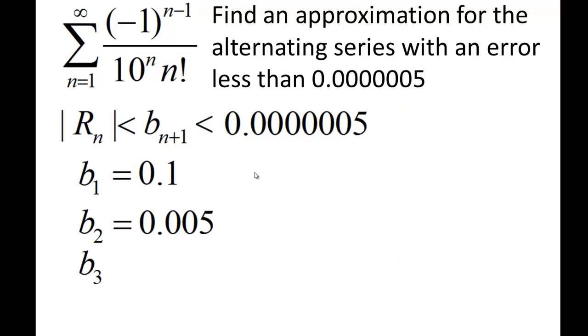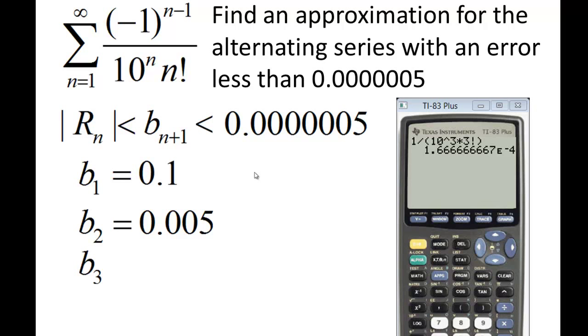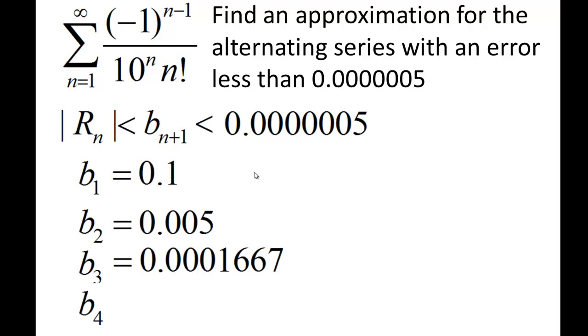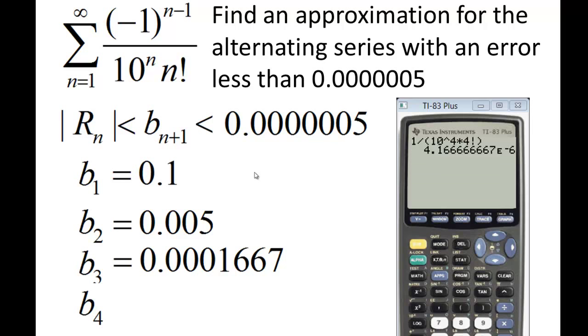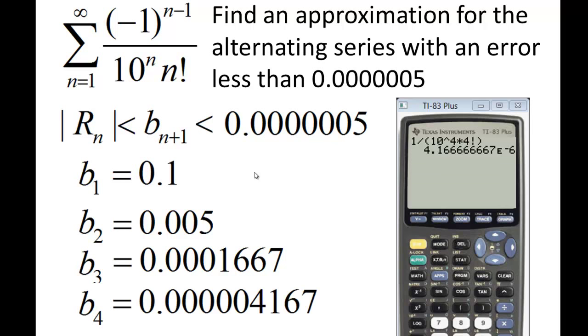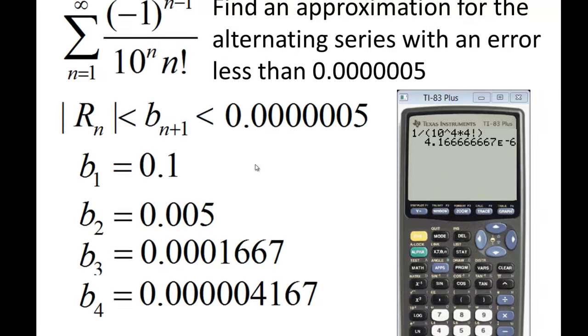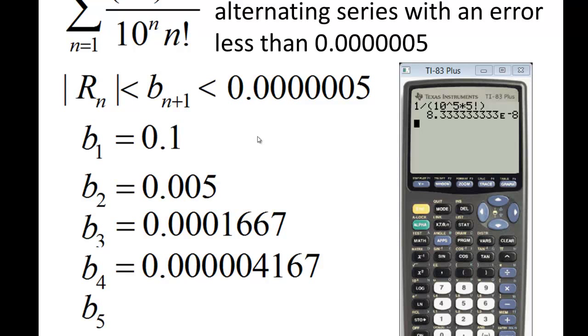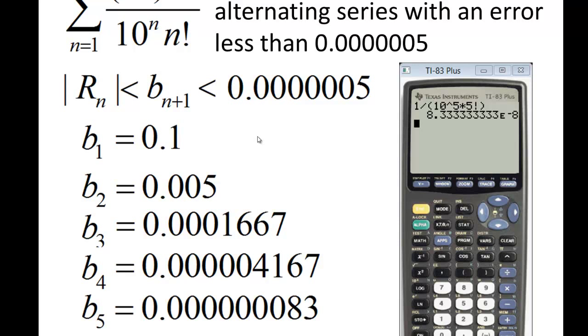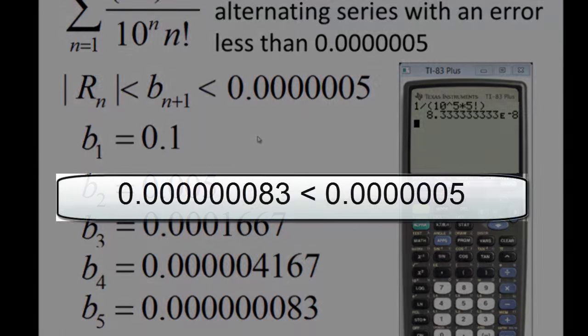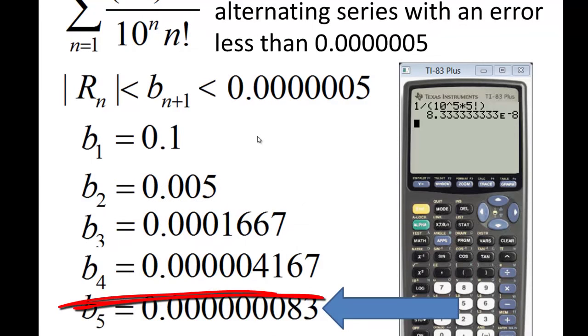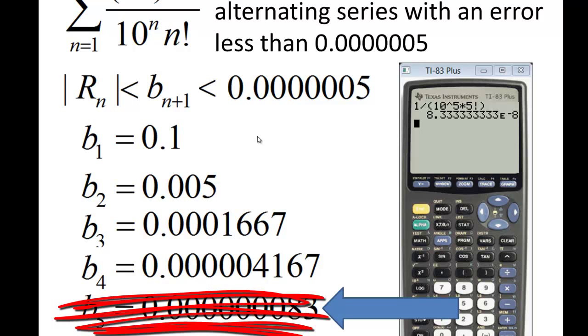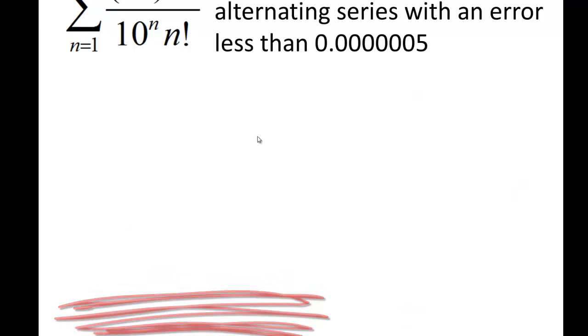Find B3, pull out the calculator, there's my number, put that in, still not less than the error, so we'll go on to B4, plug it into the calculator, get a number, still not less. It's getting closer, but that's still not less than the error. So look at B5, type it in, and that's what we get for that term. Notice now B5 is less than the error.